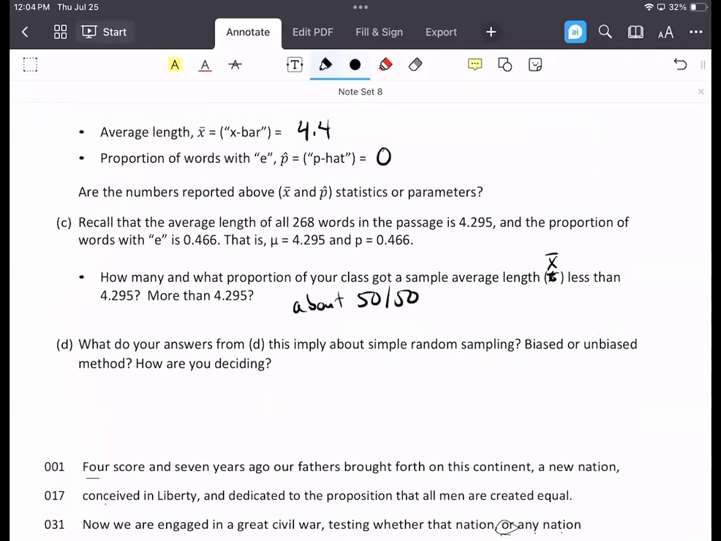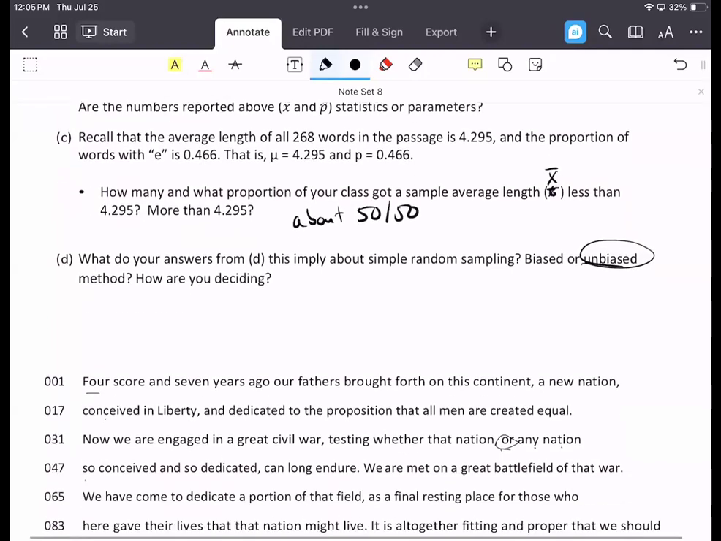Simple random sampling is unbiased. Why? Even with just a few observations, it gives us a balanced view. It's roughly a 50-50 split between those that are under the population average and those that are above the population average. So it gives us a balanced view of what's actually going on.